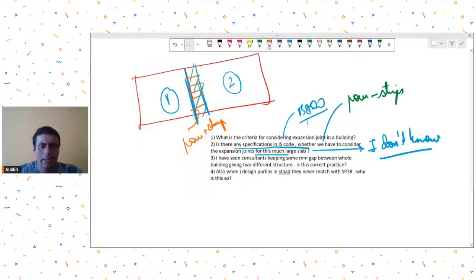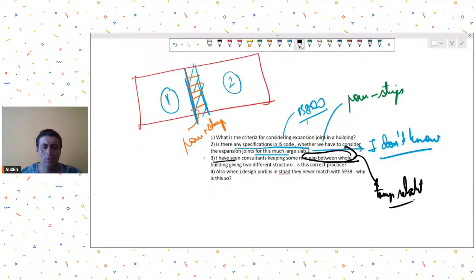I have seen consultants keeping some gap between the whole building. Is this correct practice? Yes, as long as it is a pure expansion joint, keeping some gap is okay. Of course, it has to be temperature calculated. Temperature-related calculations you may have to do, for how much your slab or element is expected to expand or contract. Accordingly, you should provide this gap. Sometimes this gap should also be checked for seismic effects. Whether or not it satisfies the seismic gap requirement, you may have to check that also.